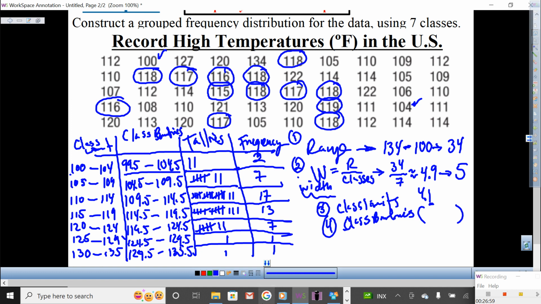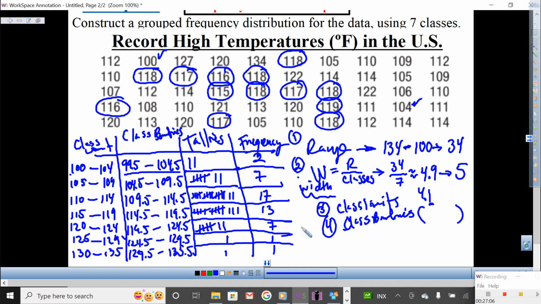Yeah? Tell your neighbor how to check. How do you check? It says here the raw data that was given was for record high temperatures in the U.S. How many states? So we need to have a total of 50 frequencies here. So let's see. 17 plus 13, that's 30. 7 and 7, that's 14, 16, 17, 18. And 2, that's 20. And 30, that's 50.